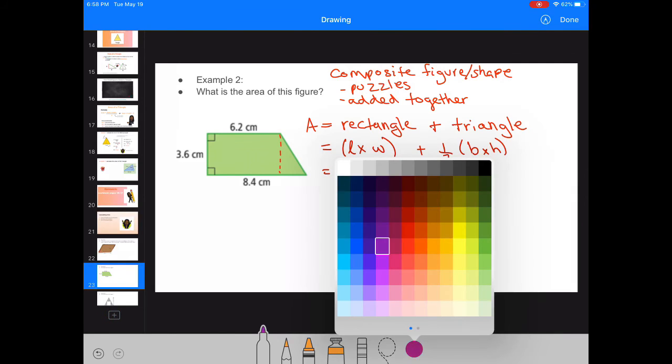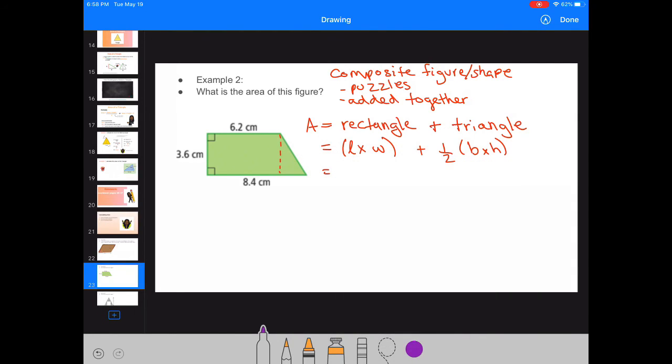All right, let's deal with the rectangle first. So we have 3.6 and 6.2. It's not 8.4 because remember 8.4 is this entire piece here. 6.2 gets me up to my little red line that I created there. So we first have the length is 6.2 multiplied by 3.6.